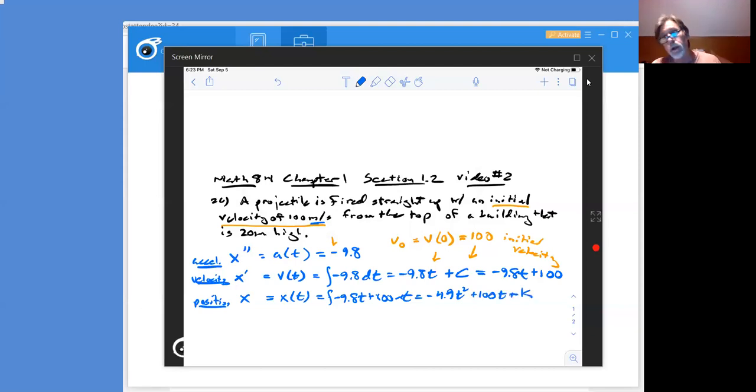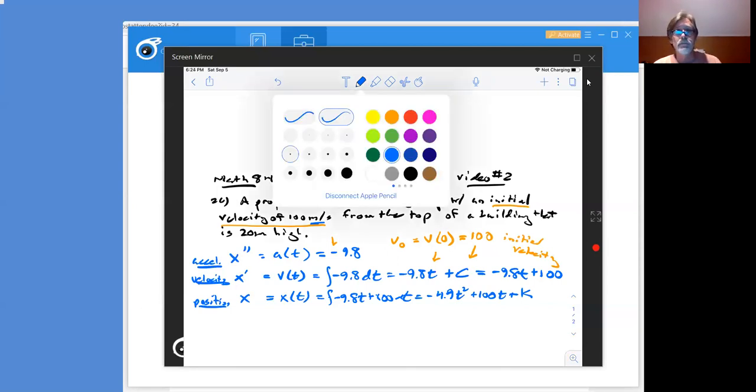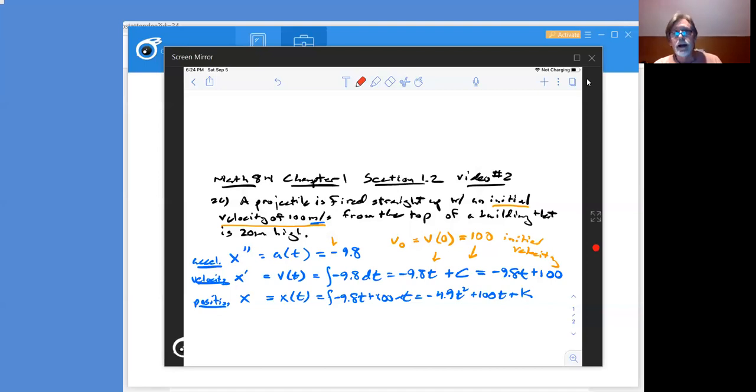And lo and behold, we also have an initial condition for our position because they told us that it launched off of a 20-meter high building. So what we know is x sub 0 is equal to x of 0, 20 meters. Another way of saying it is it starts 20 meters high. So that means when you plug in 0, this is 0, this is 0, and you get 20 there.